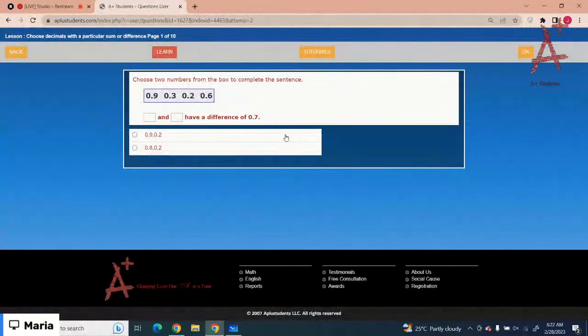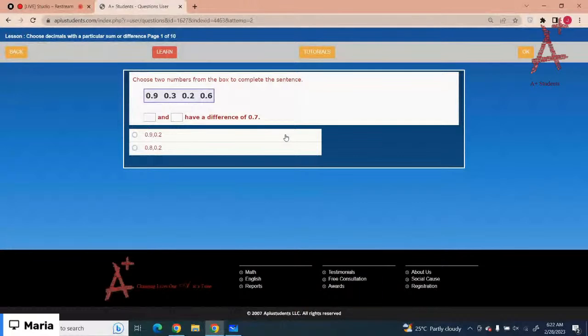Okay, the next, let's start the first example. Choose two numbers from the box to complete the sentence. Dash and dash have a difference of 0.7. That means you have to find the two numbers that when subtracted, their difference is 0.7. Got it? But you have to select these two numbers from the given ones.